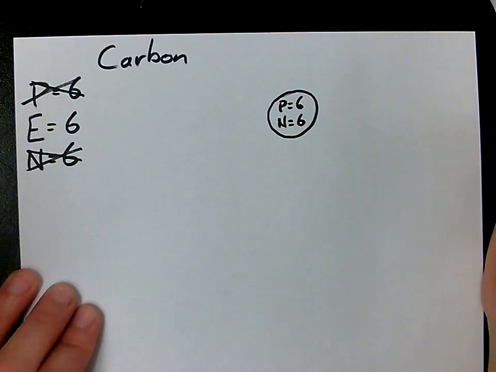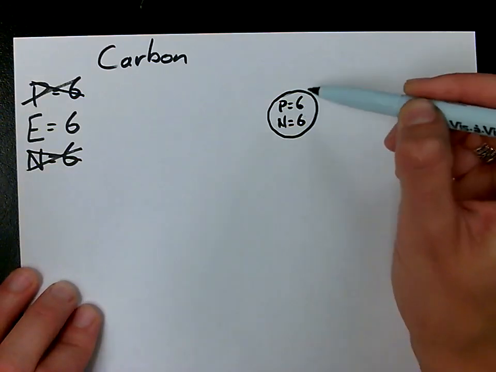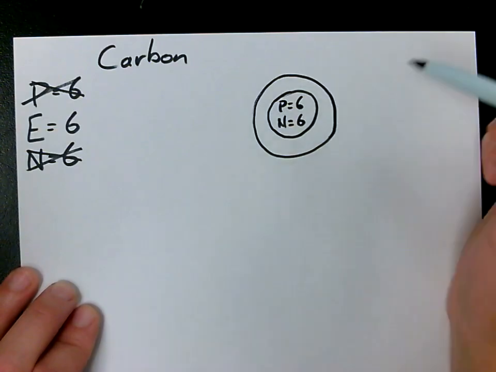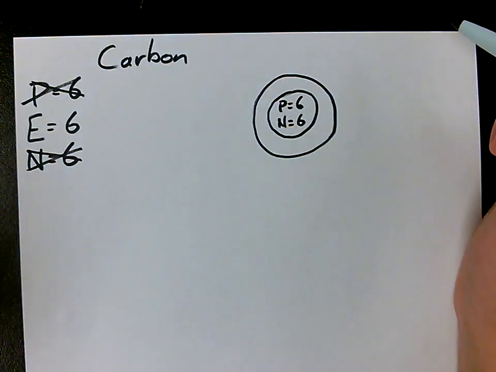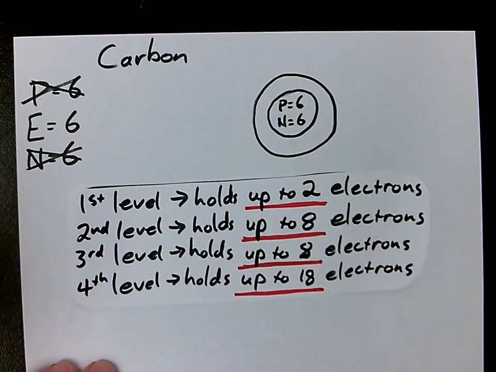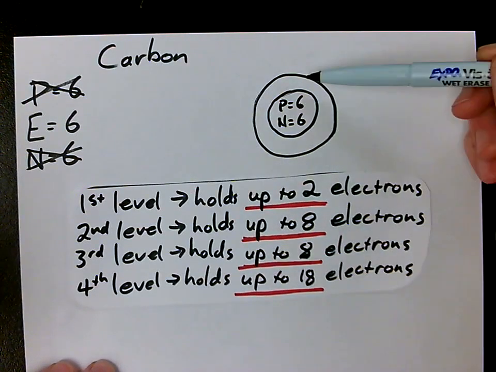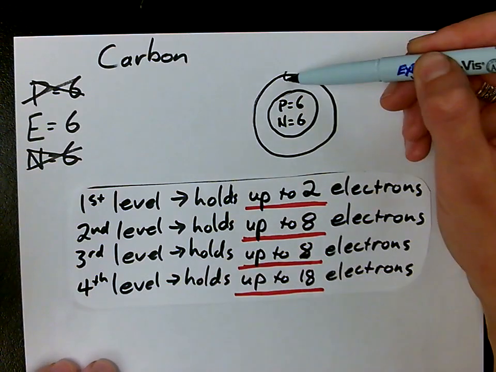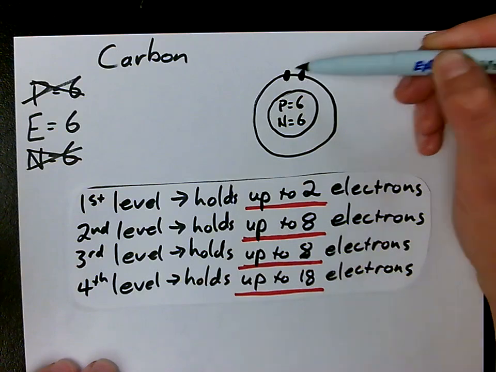And that's step number 4. That's filling in the energy levels. So this is our nucleus. I'm going to draw my first energy level around that. We want 6 electrons altogether, but if we remember from yesterday, this is our first energy level, and it only holds 2 electrons. 1, 2.